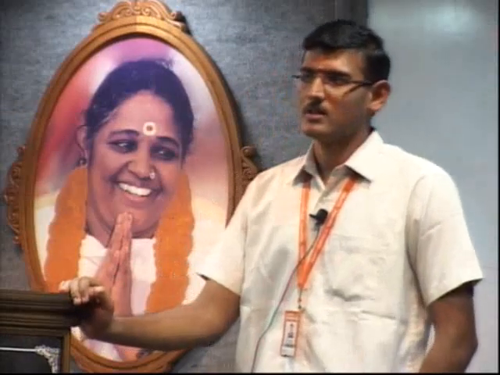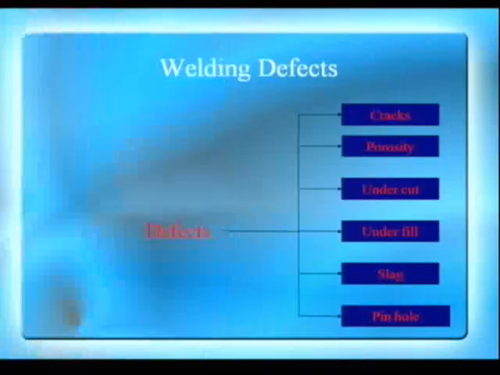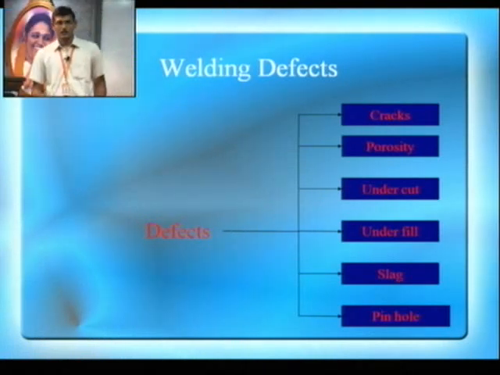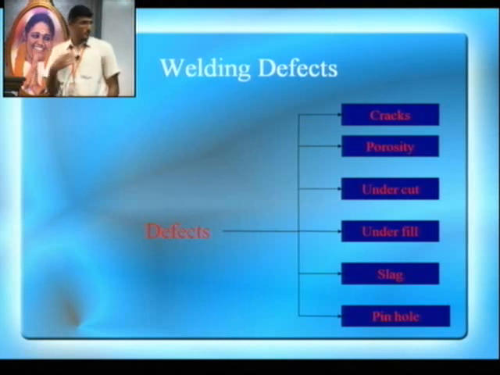Next we can talk about some common welding defects. During the process, some defects may occur. The defects are cracks, porosity, undercut, underfill, slag, and pinhole. The slag is otherwise also known as inclusions.